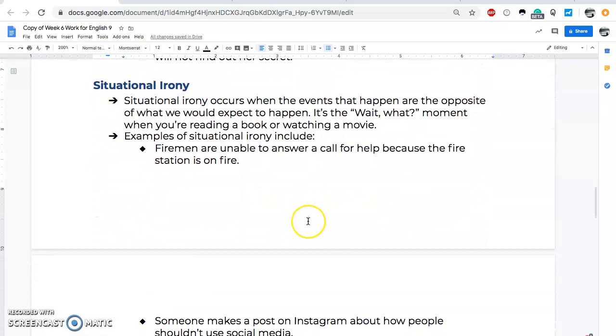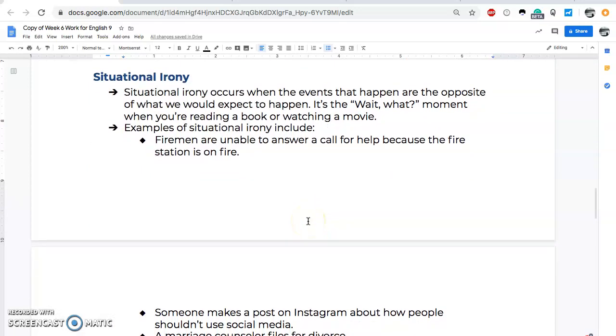And then the last type of irony that we're going to discuss in this video is situational irony. And that's when the events that happen are the opposite of what we expect to happen. So similar to verbal irony and dramatic irony, when we're watching something, it's the wait, what moment when you're reading a book or watching a movie. So kind of like a plot twist, or the opposite happens of what you think will happen. Let's read through some of these examples of situational irony.